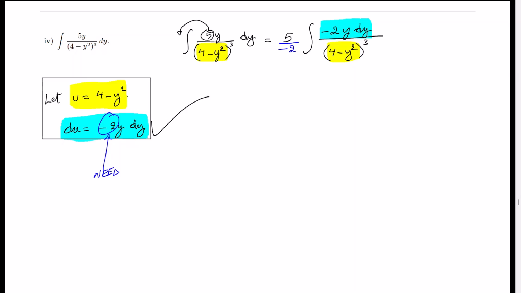Now we have all 3 quantities. They're all good to go. So we'll just continue. -5/2. The numerator is now du. And the denominator is now just simply u with the power of 3. So this is the u, and this is my du. And now, in theory, this problem should be much easier to solve than the one that was given to me.